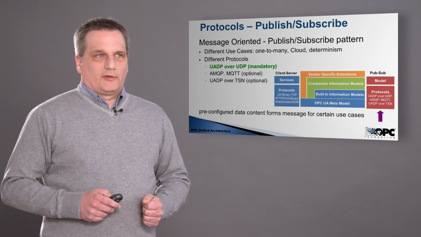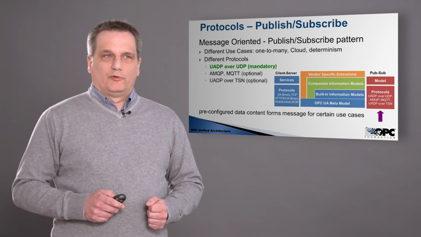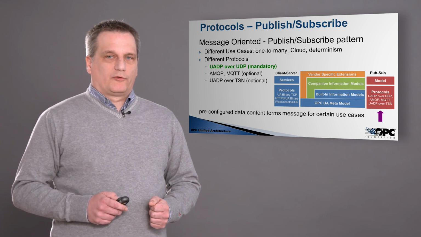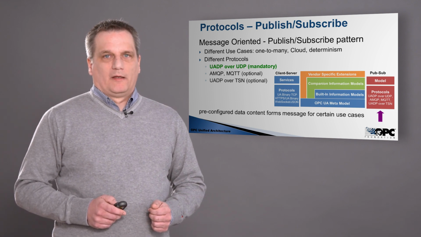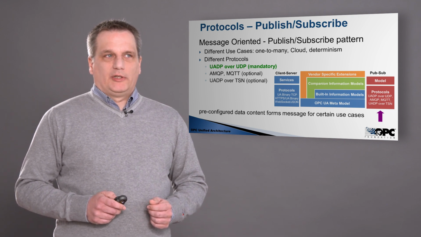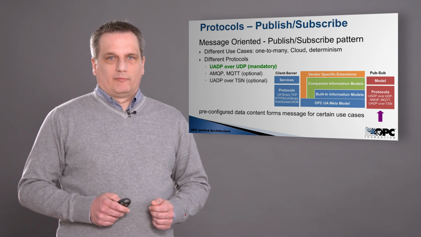The most important and first release protocol we have is UADP over UDP. This is a mandatory way of communicating. But we also have AMQP and MQTT as a transport protocol for the cloud communication. And we can run the UADP over the time-sensitive network, and then it will become even deterministic. So we have pre-configured data content that forms the message, and this can be used for different use cases.